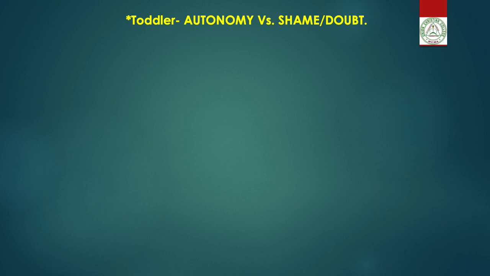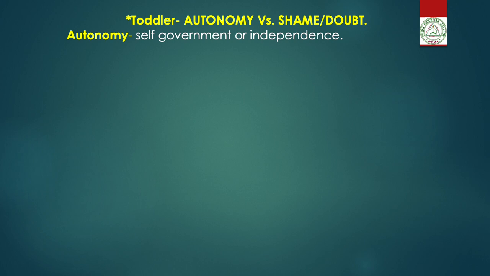During toddlerhood, the toddler is confronted with choosing between autonomy versus shame or doubt. But before we proceed, what do you mean when you say autonomy? When we talk about autonomy, it means self-government or independence, or doing things on his or her own.